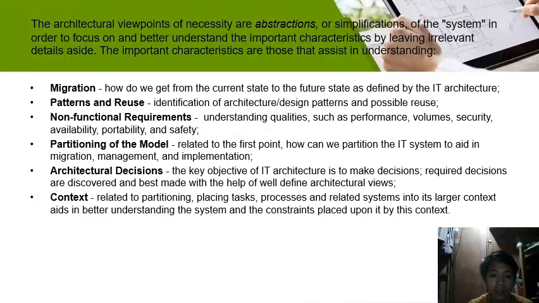Partitioning of models, related to the first point, is how we can partition an IT system to aid migration management and implementation. Architectural decision: the key objective of IT architecture is to make decisions, which are best made with the help of the actual views. And in context, placing tasks, processes, and related systems into a larger context aids in better understanding the system and its place upon its context. And this is where we focus in architecture.